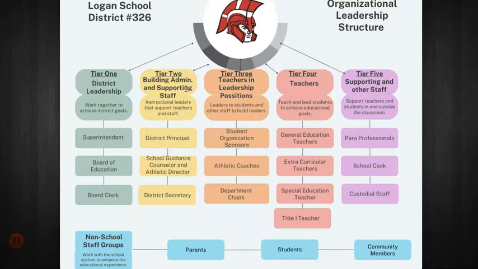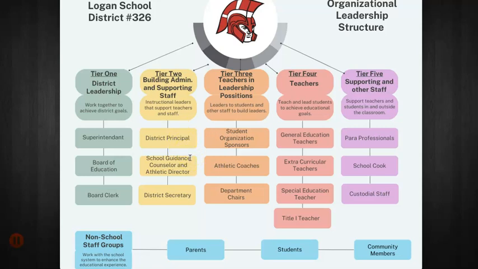For Tier 2, I have the building administration and the supporting staff. This is different than the supporting staff in Tier 5. They're instructional leaders that support teachers and staff. They do support students a lot too, but I think their main goal is supporting the teachers as well as the students, different than the supporting staff again in Tier 5. The district principal is pre-K-12, so he's the principal for all of the school.